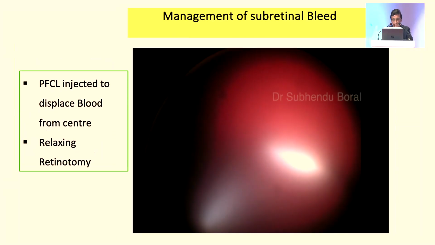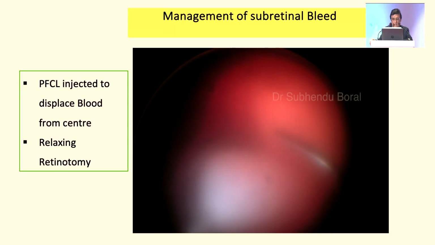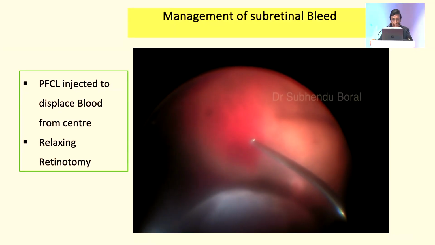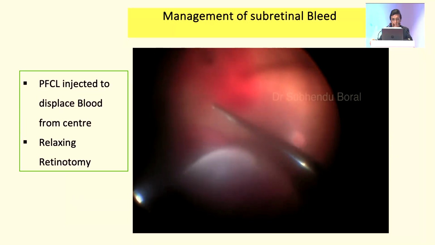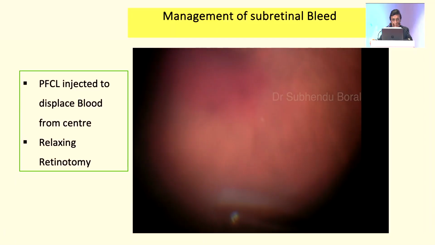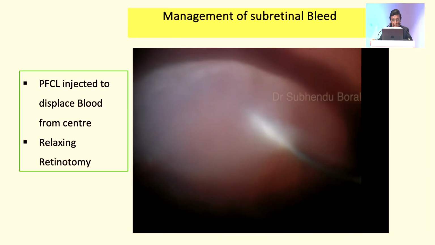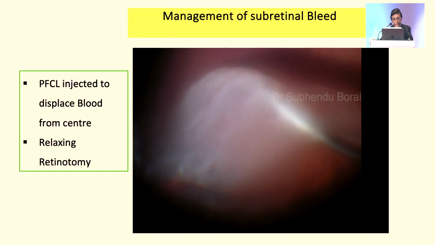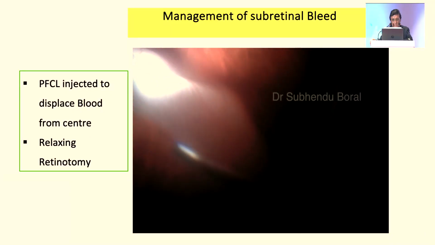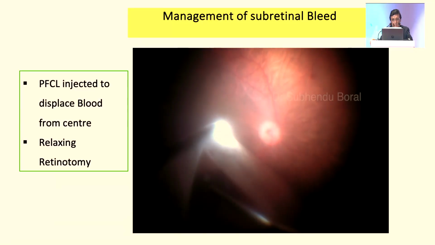This is a video which I borrowed from Dr. Subhendu, who had a massive bleed subretinally. He went ahead and did a relaxing retinotomy. First he cleared the vitreous hemorrhage, then completed the vitrectomy, went in, did a relaxing retinotomy, and injected PFCL. You can see him going into the subretinal space, picking up the blood clot and removing it. Now, how many photoreceptors got damaged, we don't know, but yes, he was able to remove the entire blood clot adequately. The macula is clear.